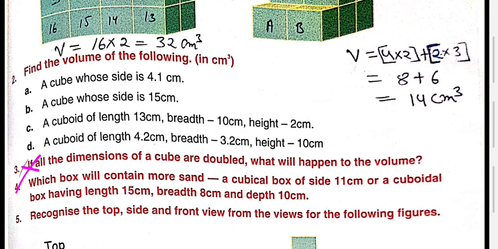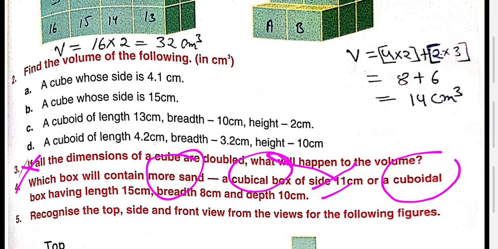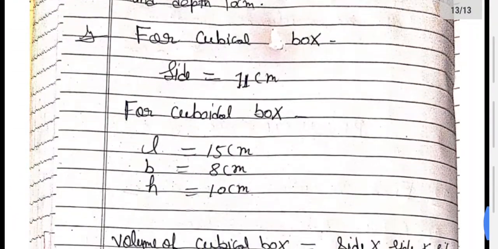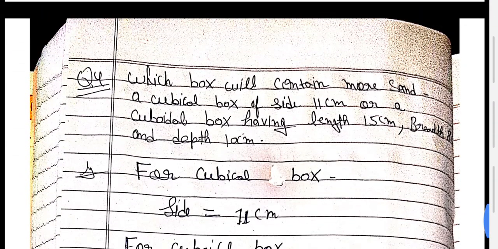Which box will contain more sand? A cubical box of side. You have one cubical box whose side is 11 centimeter and one cuboidal box whose length is given, breadth is given, height is given. Now you have to tell which will contain more sand. So whose volume is more, that box contains more sand. So I am writing the question here, which box contains more sand?